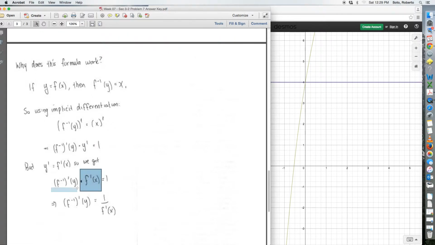And so I get that the derivative of the inverse with your input y times the derivative of the function is equal to 1. And then you just solve for the inverse, and notice you get 1 over f prime of x. In other words, 1 over f prime of the input that you wanted. And so this is where the formula is coming from, and this is why it works.